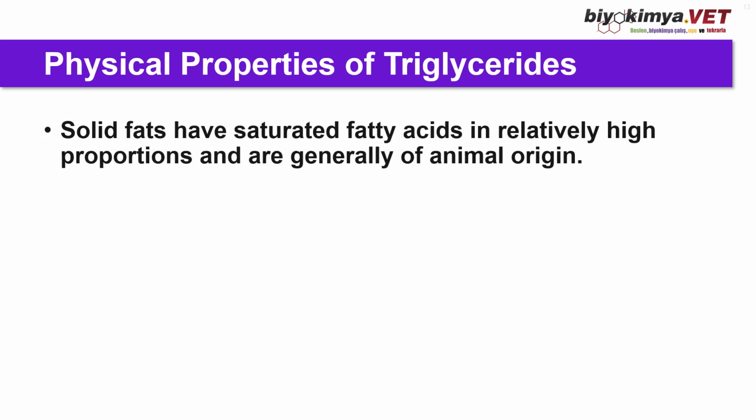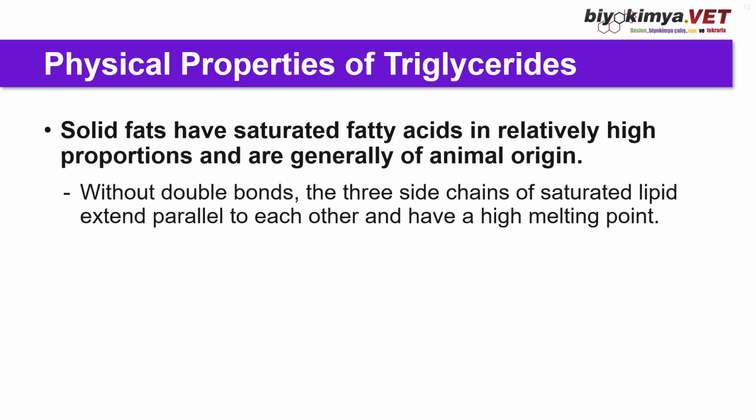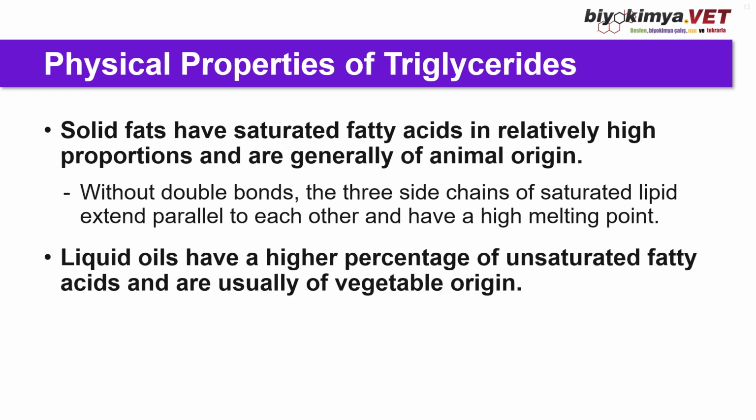So the animal fats, the solid fats, have saturated fatty acids in relatively high proportions and are generally of animal origin. Without double bonds, the three side chains of a saturated lipid extend parallel to each other and have a high melting point. Pork fat, butter, and whale fat are examples of solid fats, which carry a high proportion of saturated fatty acids.